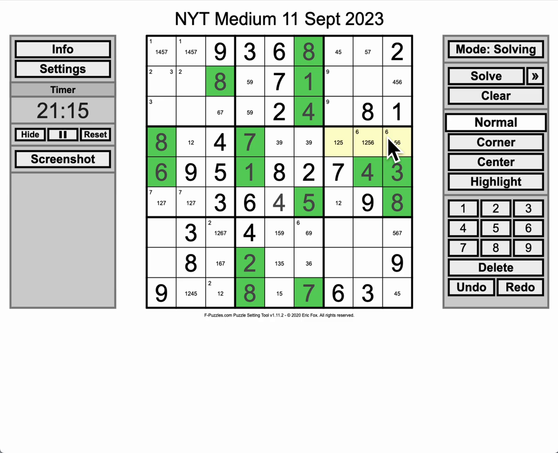3, 4, 8, 9 in column 8. I need 1, 2, 5, 6, 7. Now this one can't be 1, 2, or 7. That's strictly 5 or 6. This one can be anything but 7. That one could still be anything. This one's not 2. Oh, these can't be 6. Look at that.